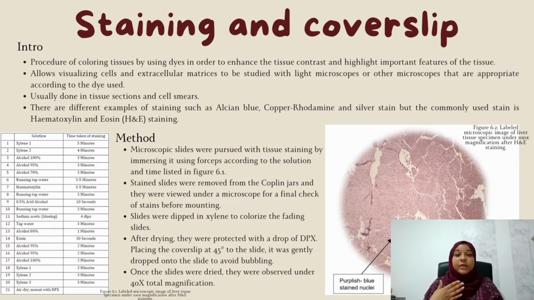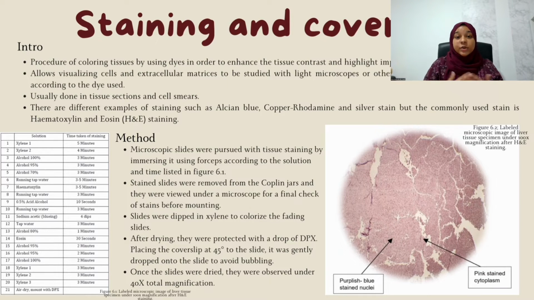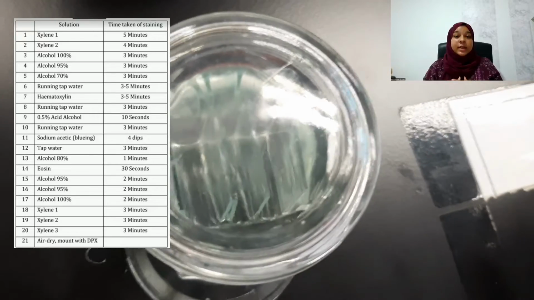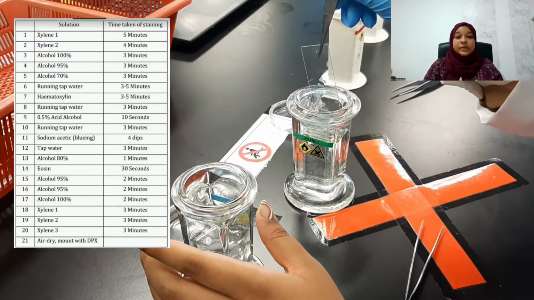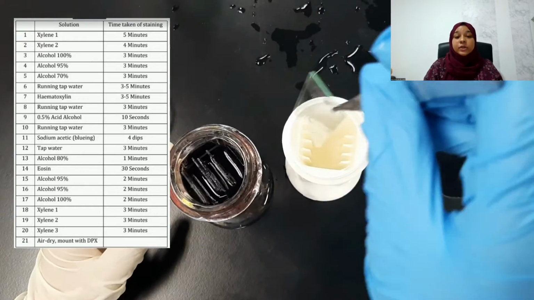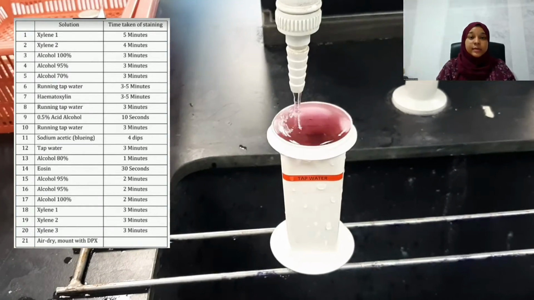Staining is the procedure of coloring tissues by using dyes in order to enhance the tissue contrast and highlight important features of the tissue. It allows cells and extracellular matrices to be visualized and studied with light microscopes or other microscopes that are appropriate according to the dye used. The most common staining is done using hematoxylin and eosin. The microscopic slides were stained by immersing them using forceps according to the solution and time listed in the table.